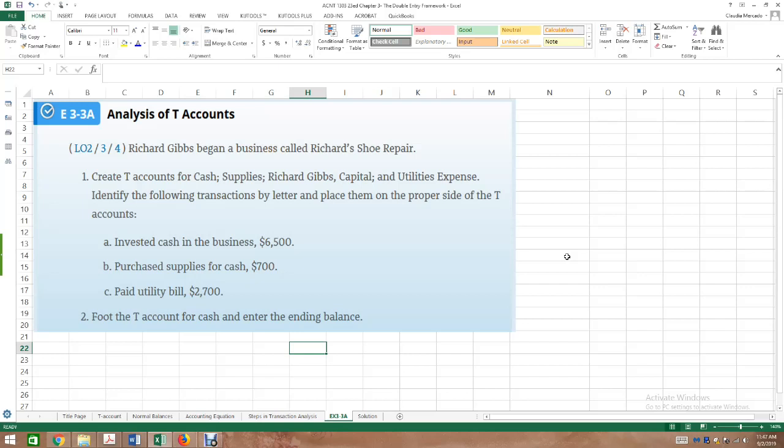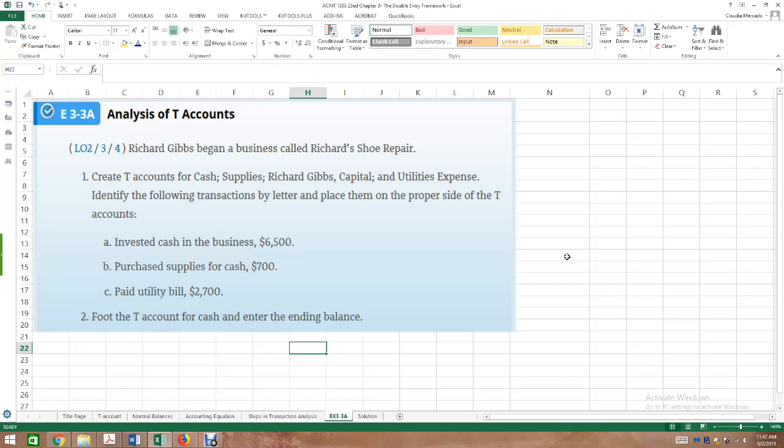So exercise 3.3, this is an analysis of T accounts. So it says, Richard Gibbs began a business called Richard's Shoe Repair. Okay? They are asking us to create a T account for cash, supplies, Richard Gibbs capital, and utilities expense. We have to identify the following transactions by letter and place them on the proper side of the T account. And then we have 3 transactions that we have to record in our T account.